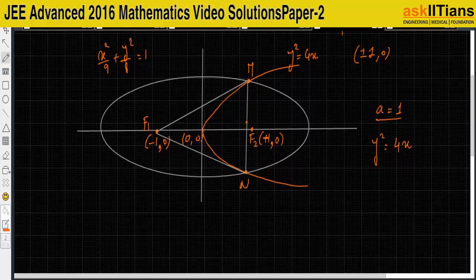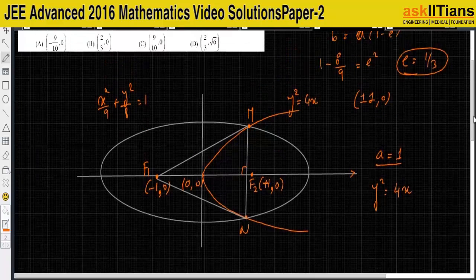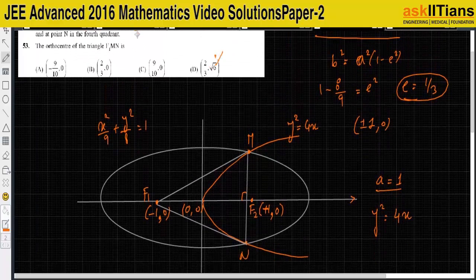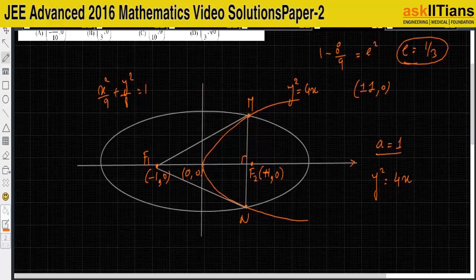Now see, if I look very carefully, the orthocenter will definitely lie on the x-axis, right? Because there is complete symmetry. This triangle is entirely symmetrical. This line is perpendicular to the x-axis. So the orthocenter will definitely lie on the x-axis, and 3 out of 4 options are lying on the x-axis. Only this option is rejected. So the answer will be either A, B or C. Now this is one of the altitudes, right? This M and this point is suppose Q. So F1Q is definitely one of the altitudes. Now let's find out M and N first.